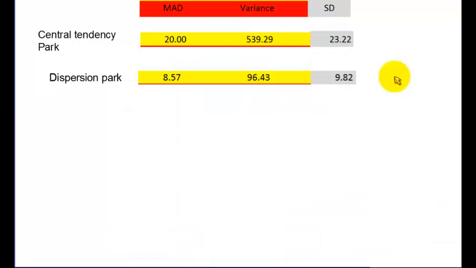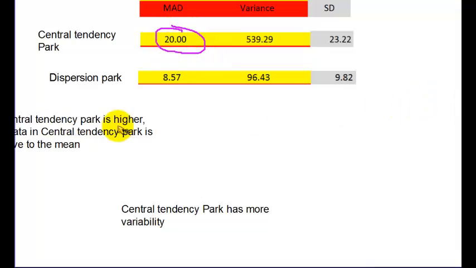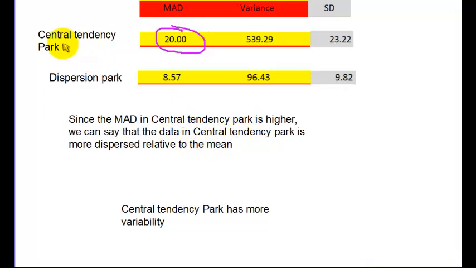Okay, let's summarize what we have here. The MAD for central tendency park is 20. For dispersion park, it is 8.57. Based on this, we can say central tendency park has more variability. Note that we have a higher mean absolute deviation here compared to your dispersion park. It means that the data in central tendency park is more dispersed relative to the mean.